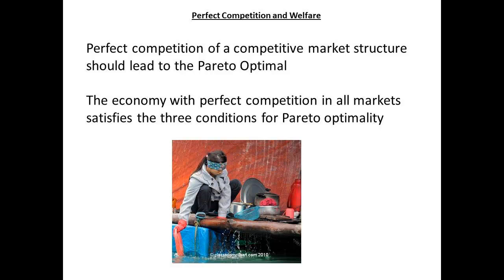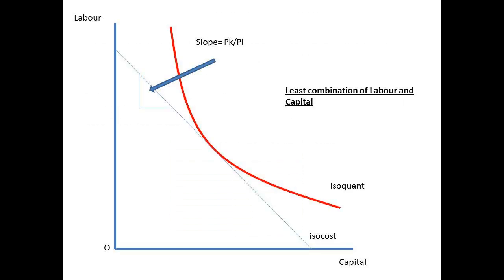Perfect competition in a competitive market structure should lead to the Pareto optimal, which means efficient allocation of resources. If this is so, then we should be able to demonstrate that the three marginal conditions for Pareto optimality are all met. Let us return to our food and cloth model with the labour and capital factors.